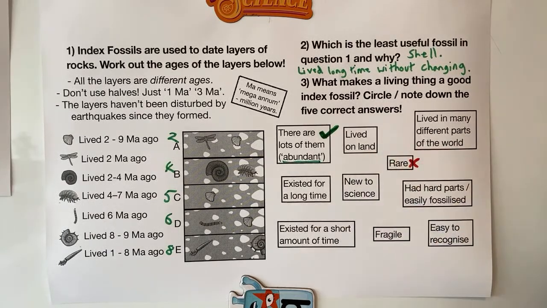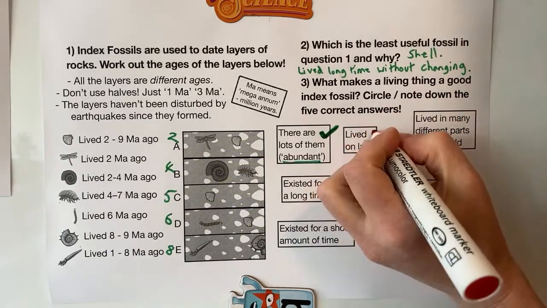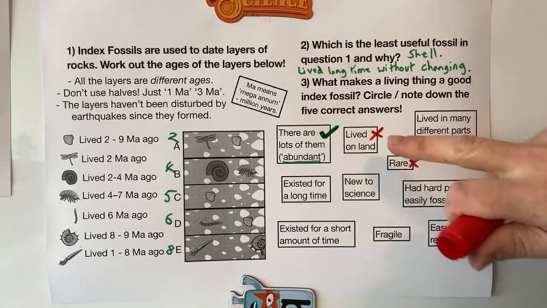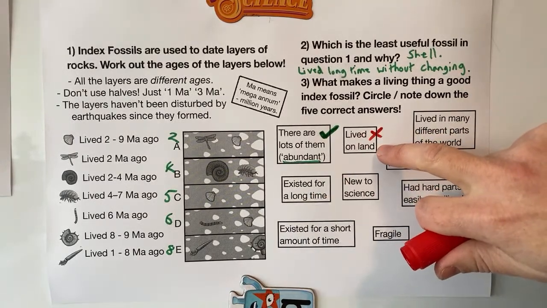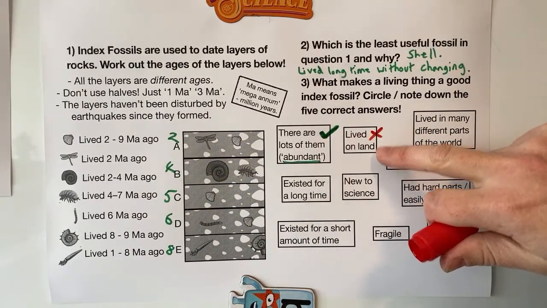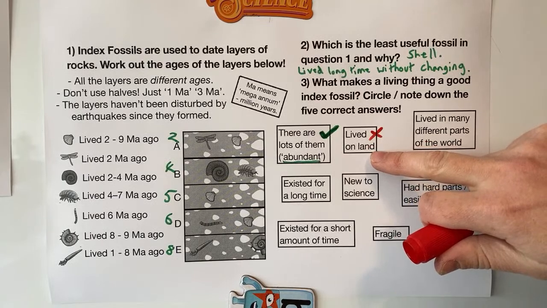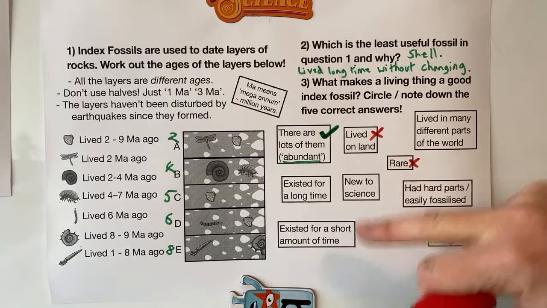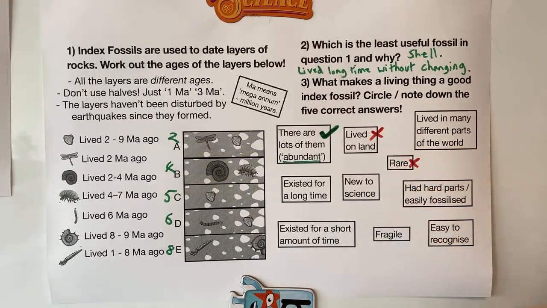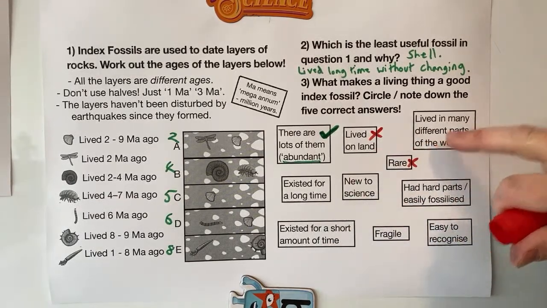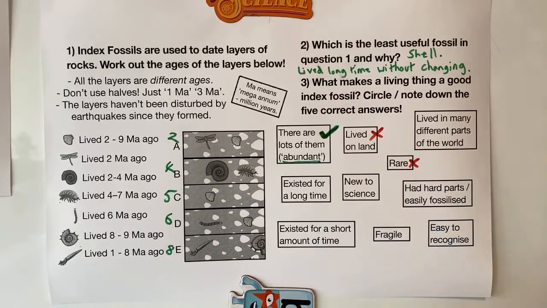Lived on land? No, not necessarily. That wouldn't necessarily make a good index fossil. Most of the Earth at the moment is ocean, and back in the day, even more of the land was ocean, if you know what I mean. More of planet Earth was ocean. So actually, most index fossils are marine creatures because they were spread over the world, and also the oceans were all linked up. It's obviously much easier for an ammonite to get from one part of the world to the other than it is for a giraffe that's trapped on land.